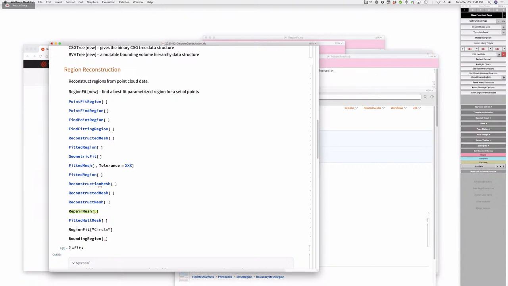I don't like reconstruct mesh, particularly given repair mesh. I have to say, because surface reconstruction, with that form, is such a common name. Well, I think we should try living with reconstruction mesh, see how we like it.